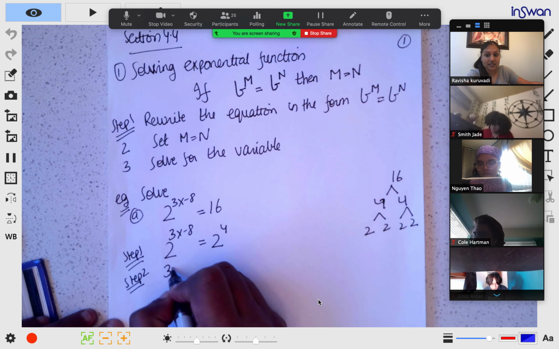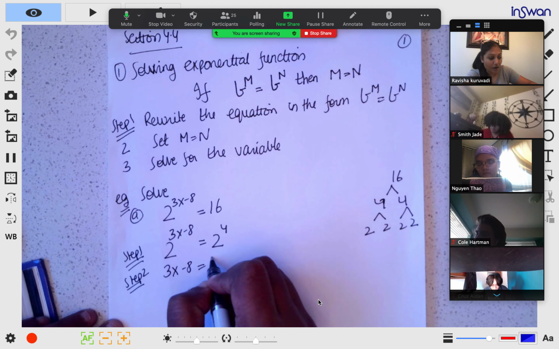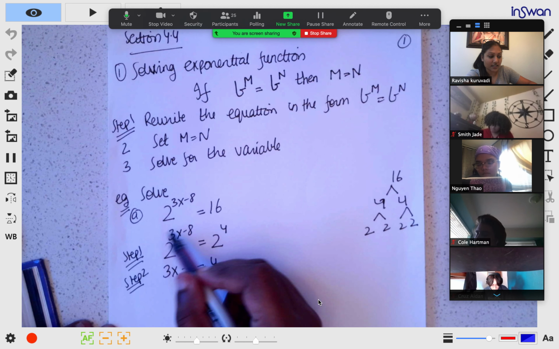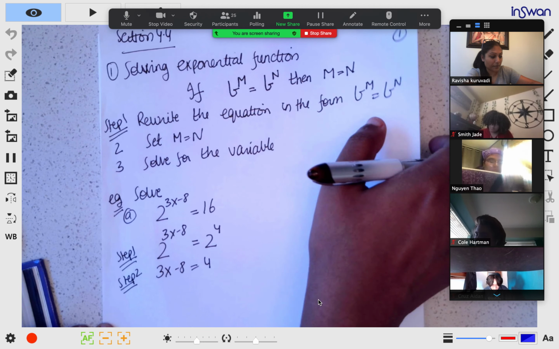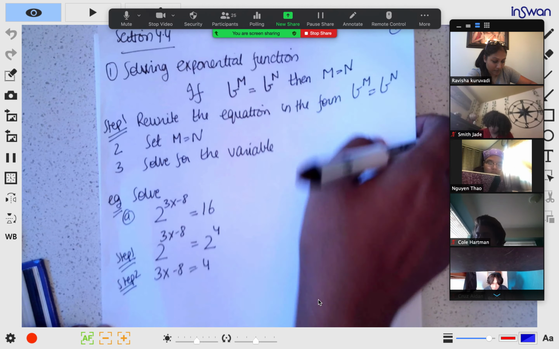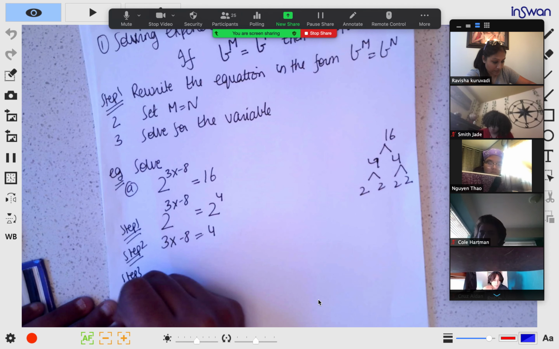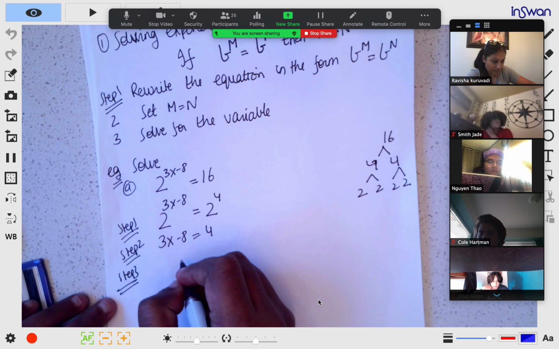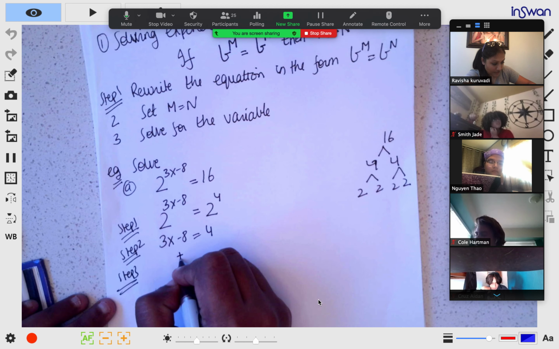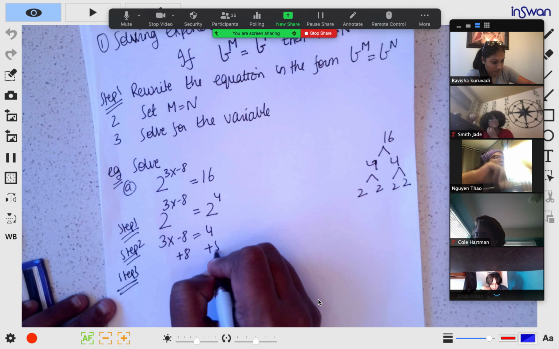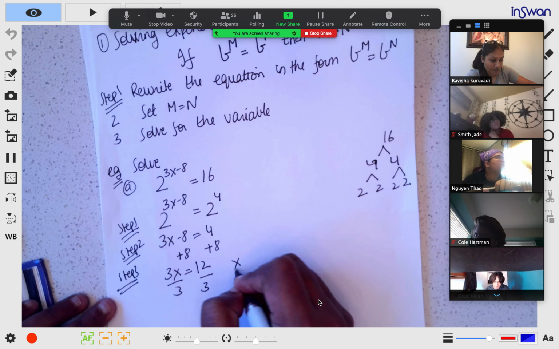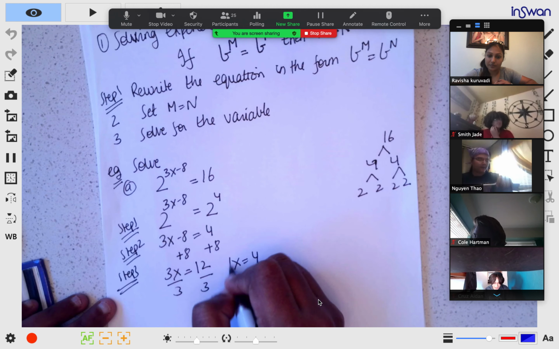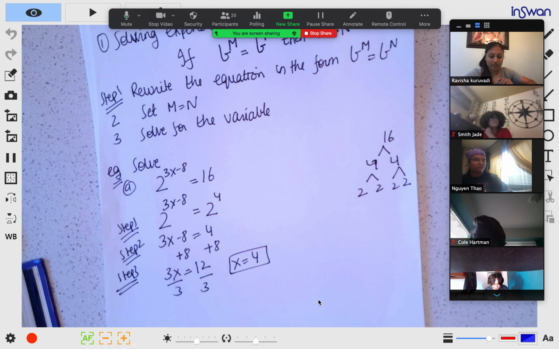Perfect, yes. Since my bases are the same, my powers are different, my base just cancels and you're left with just the power. Okay, what's the next step? The next step is now you're going to solve for the variable. Yes. So you would add 8 to the other side. You get 3x is equal to 12. And then you divide by 3. You get x is equal to 4. And that's your answer. Really good, Sean. Really good.